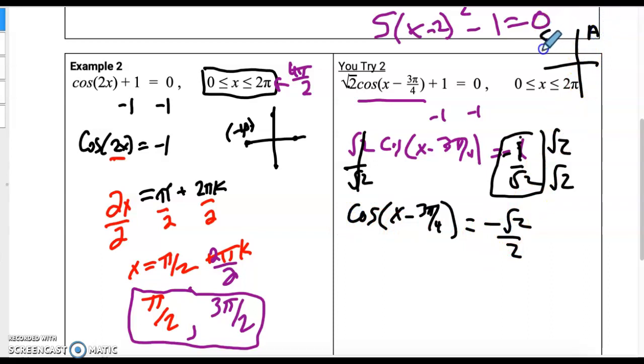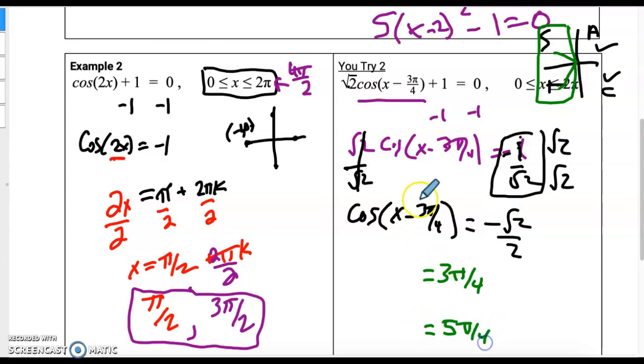Again, this is inside, so I'm just first asking when is cosine negative root 2 over 2? And again, all students take calculus. Cosine is positive in the first and fourth quadrant, so the answers to this have to live in quadrants 2 and 3. And root 2 over 2 is always the pi over 4s. So that's 1 pi over 4, 2 pi over 4. So one of my answers is 3 pi over 4. That is 4 pi over 4. And so the other answer is 5 pi over 4. So those are my two answers before I take into account that I have a phase shift.